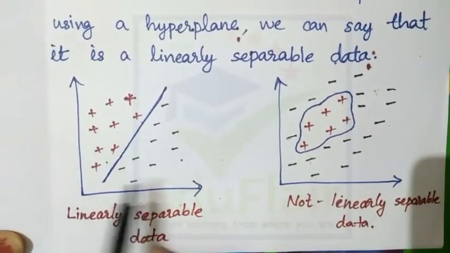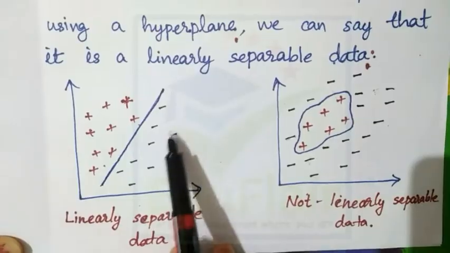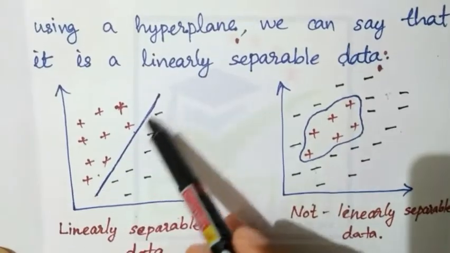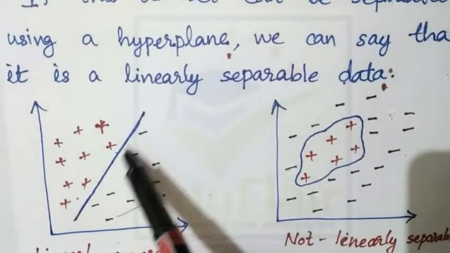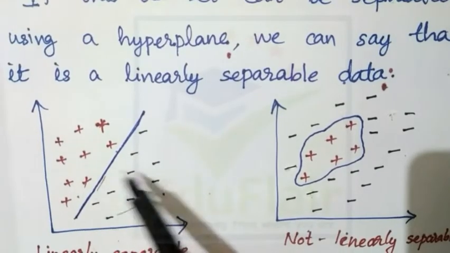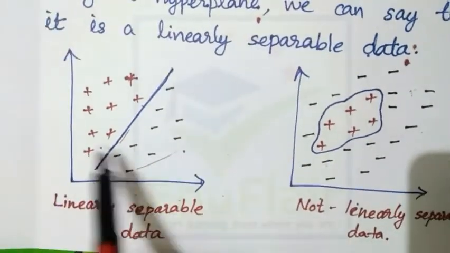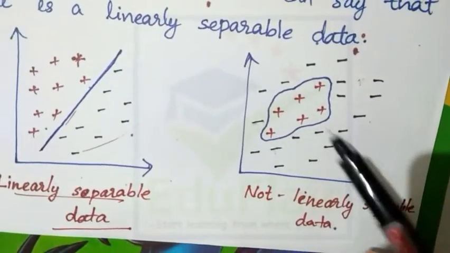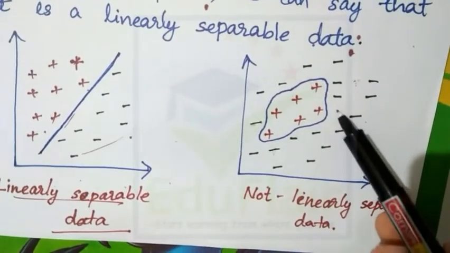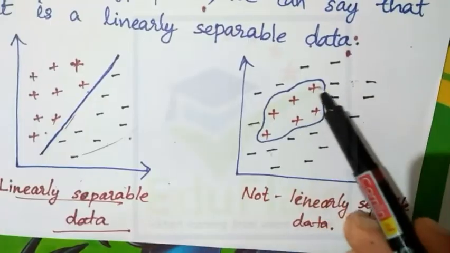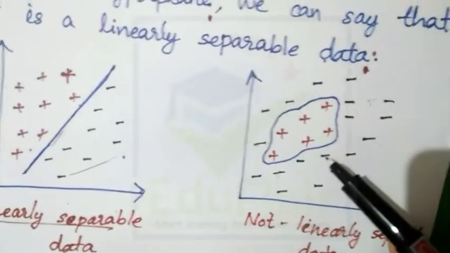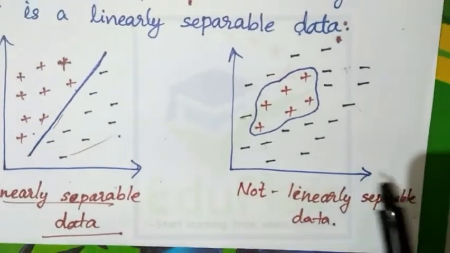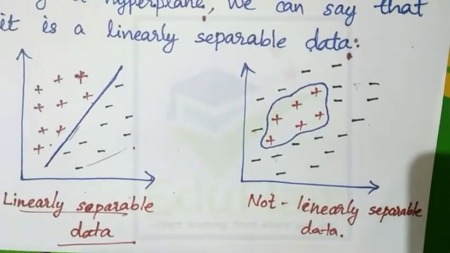Here you can see a two-dimensional dataset. In the first dataset, these are positive samples and these are negative samples. In this data space, we can separate the data points using a hyperplane. That is, using a linear line, we can separate these data into two parts. So, this kind of data is called linearly separable data. But in this diagram, you can see that there are some positive samples and negative samples, but we cannot separate these data using a single line. We need a more complex classifier to separate these data. So, we cannot say this kind of data is linearly separable.